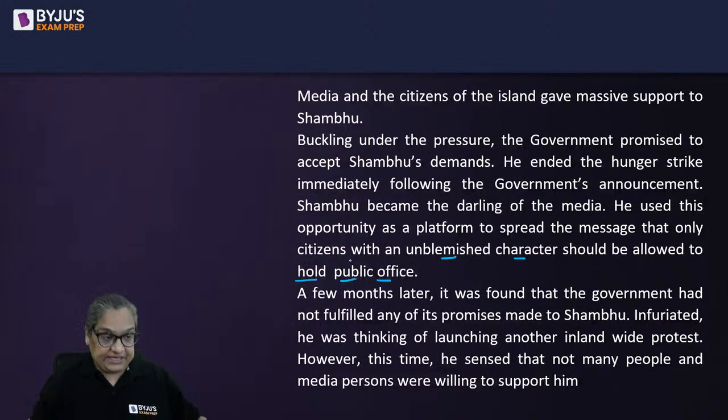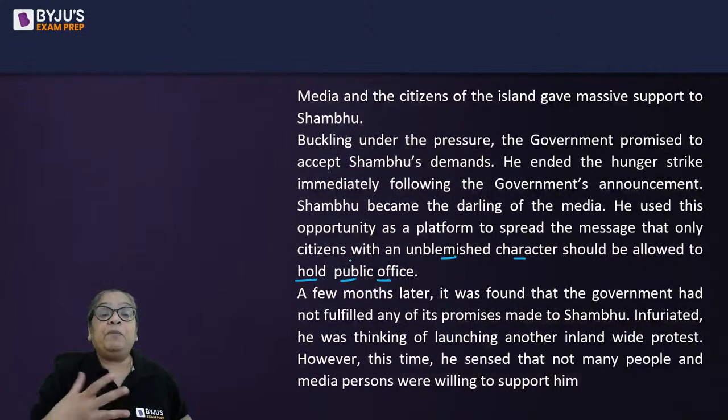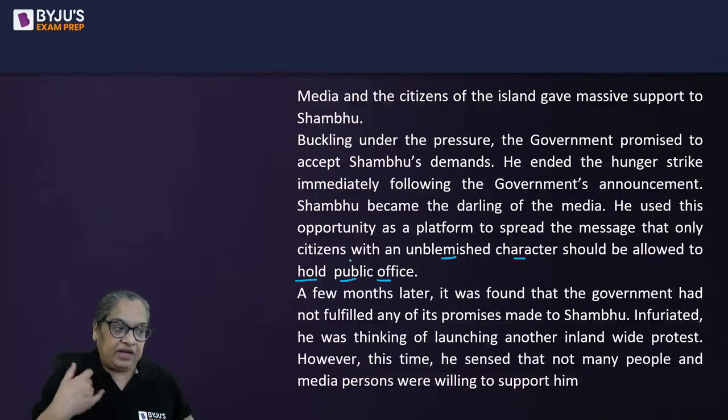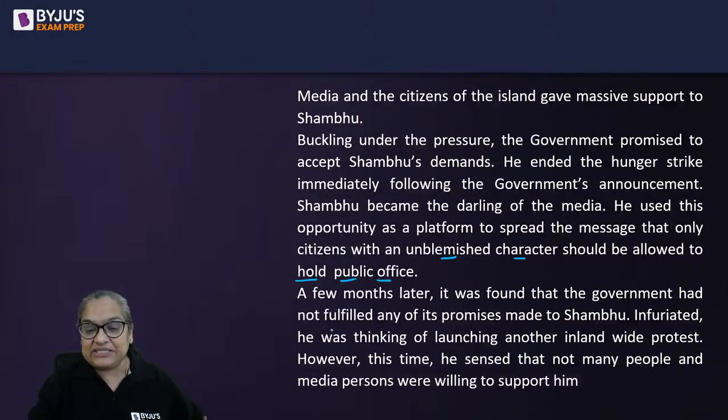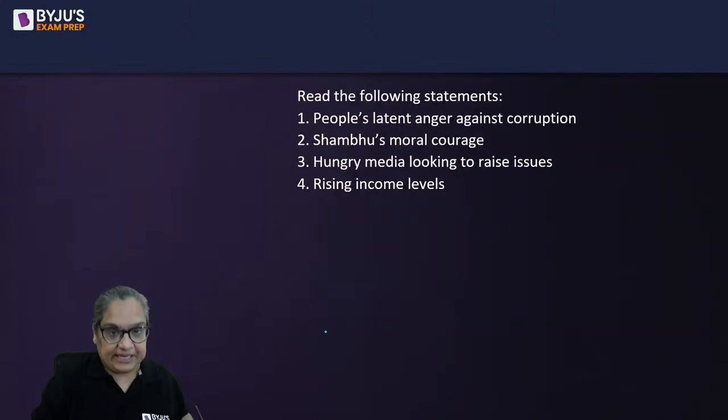He became very popular with the media, the darling of the media, and he used this popularity and the publicity he was getting to spread the message that only citizens with unblemished character should be allowed to hold public office. A few months later, it was found that the government did not fulfill any of the promises that it made to Shambhu. Shambhu was very upset and decided to go on another protest. But this time he senses that he is not getting the kind of support from the media and the public that he got before. This is the case.